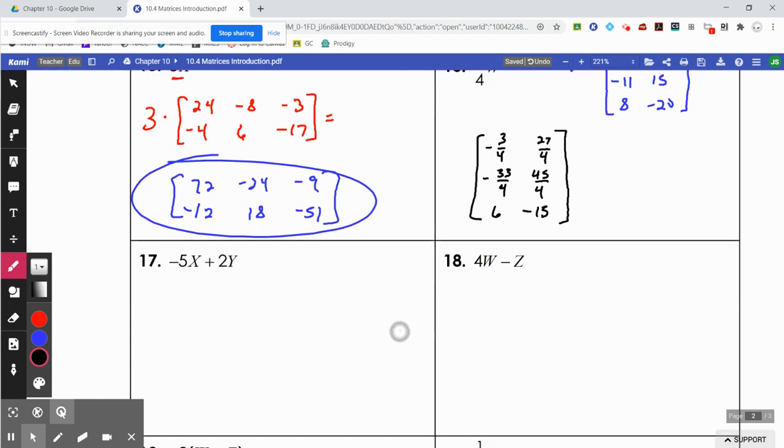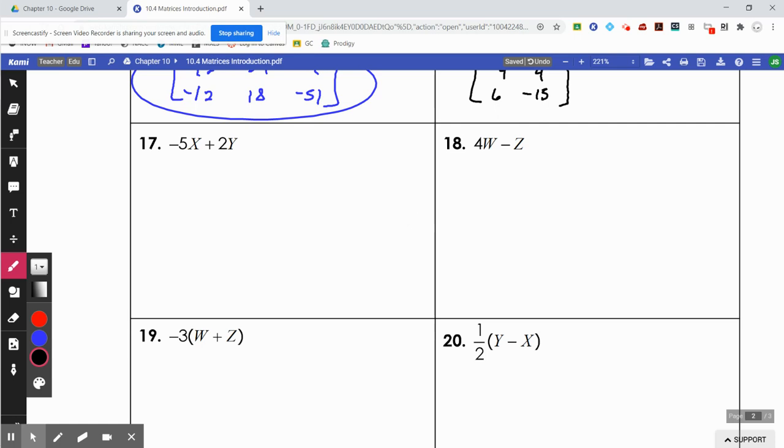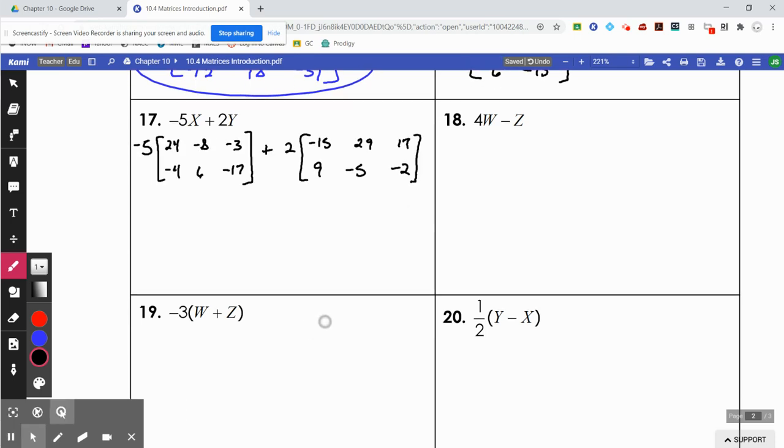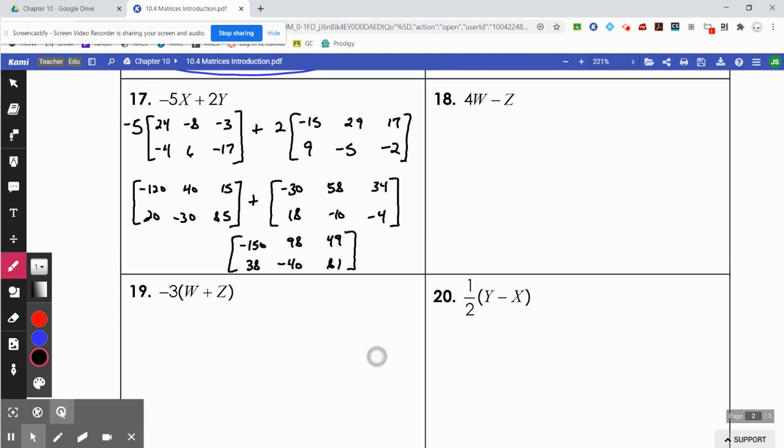Number 17 asks us to do negative 5 times X and then plus 2 times Y. And again, all you have to do is first off distribute negative 5 times everything, and then distribute a positive 2 times everything. And then just simply add the two matrices together. And there's what you get.